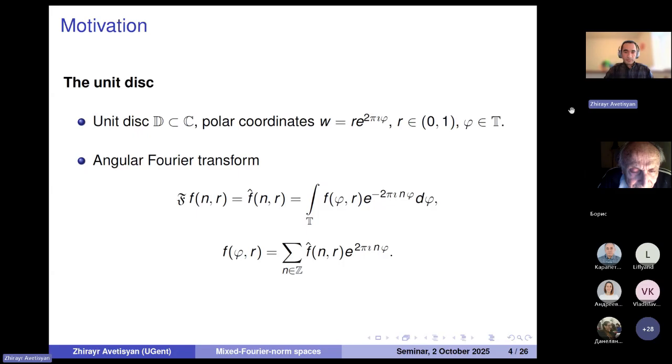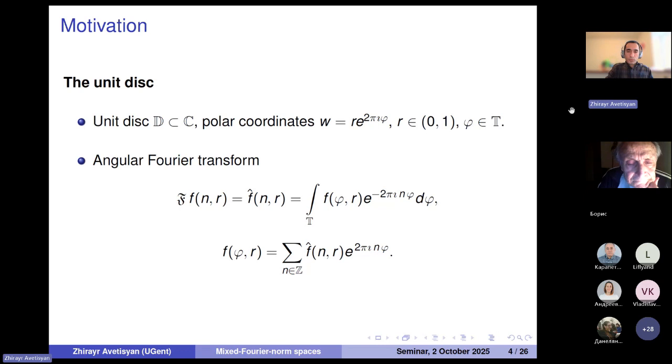So from the perspective of a two-variable function, this is kind of a half Fourier transform because we perform Fourier transform only with respect to one variable, and the other variable just stays aside. So this is kind of an angular Fourier transform. It is performed for every fixed r. And then we can use the inverse Fourier transform, or the Fourier series in this case, to reconstruct the original function f from its half Fourier transform.